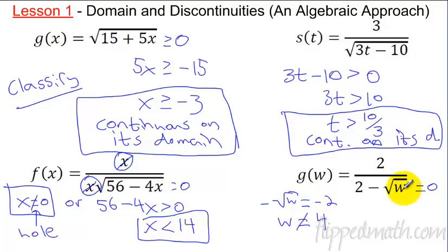4, square root of 4 is 2. 2 minus 2 doesn't work. So that cannot be in the domain. We also have to think about the radical.